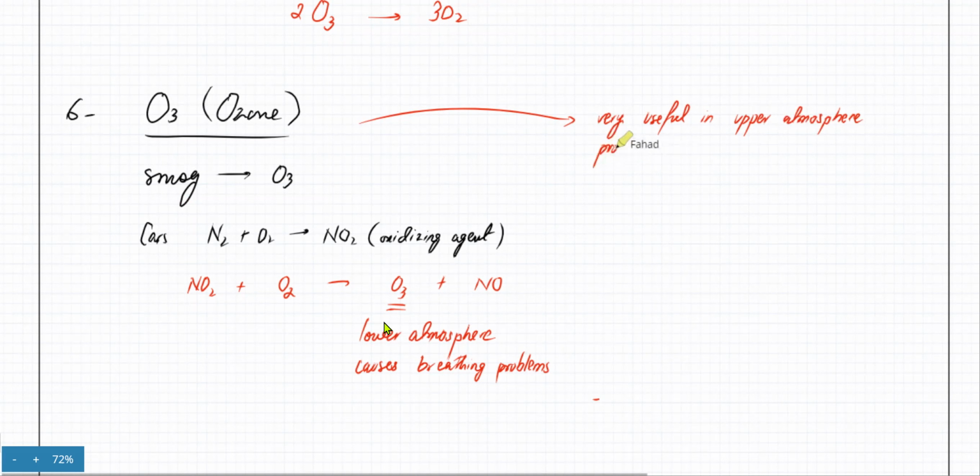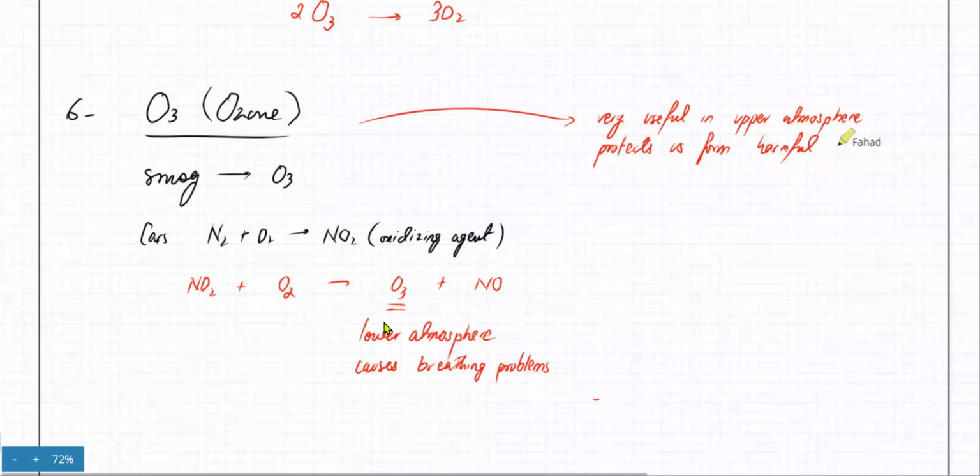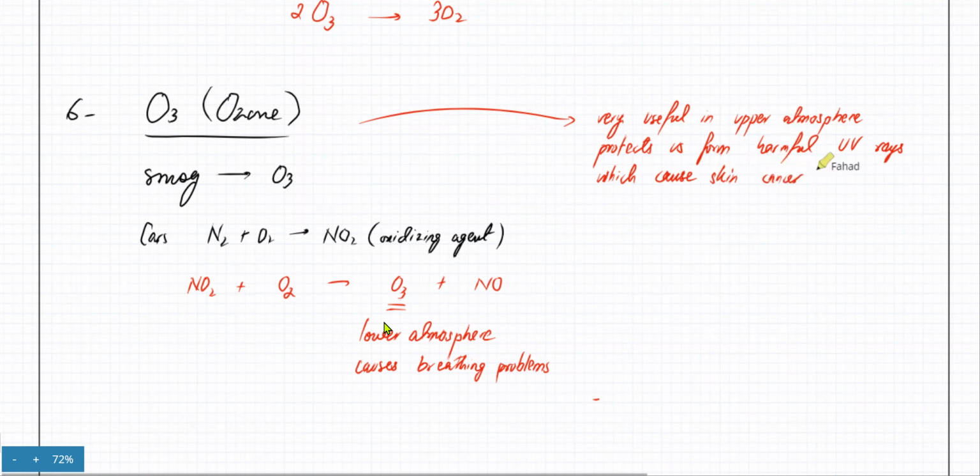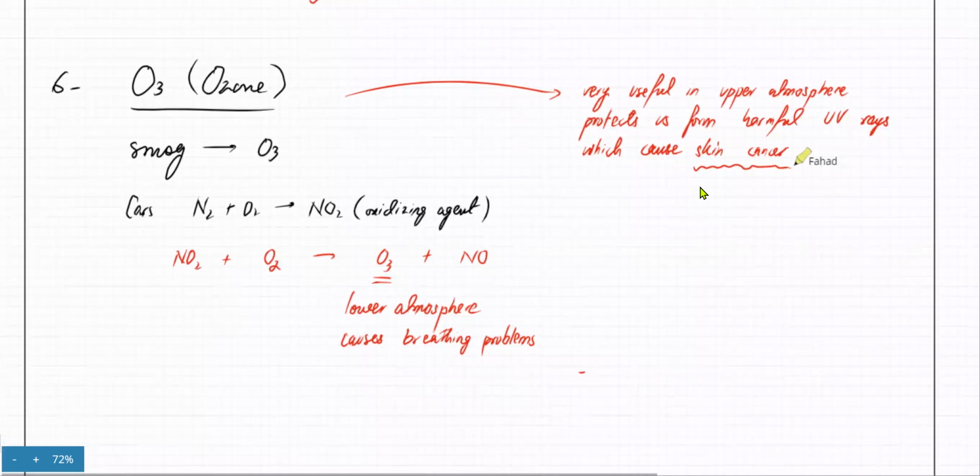And it protects us from harmful UV rays, which cause skin cancer. Skin cancer is probably one of the most damaging effects, and obviously strong UV rays also have a very harmful effect on normal life and vegetation. They destroy the vegetation, and they're harmful for the animals as well. So ozone is very, very useful.